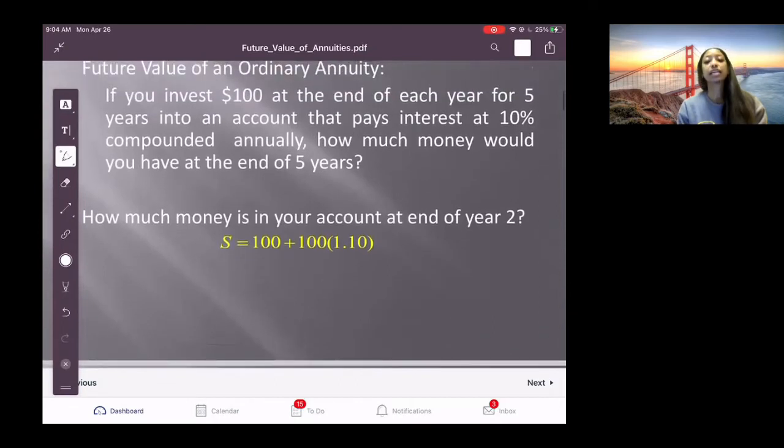Now, how much money is in your account at the end of the second year? So at the end of the second year, you invest another $100. This is the second payment. But what happens with the first $100 that you've invested? The money that you invested at the end of year 1, it's now been sitting in the account for a year. So it's earned 10% interest. So the money at the end of the second year from the first payment is now going to be 100 times 1.10. That's the $100 you invested, plus it's earned 10% interest for that year that it's been in the account.